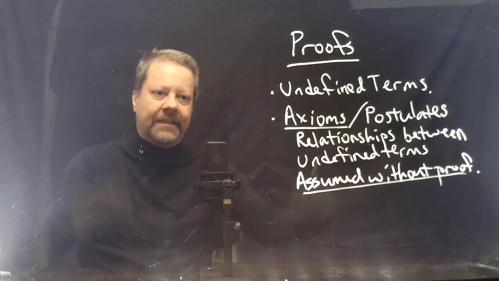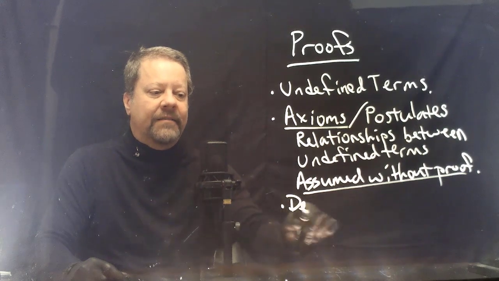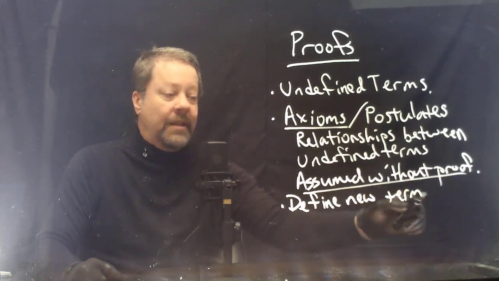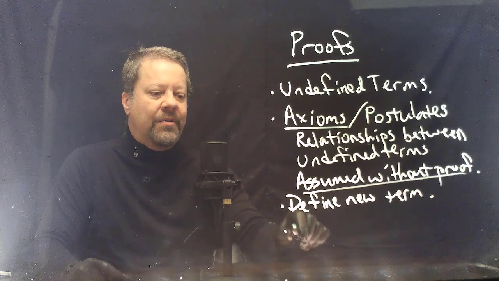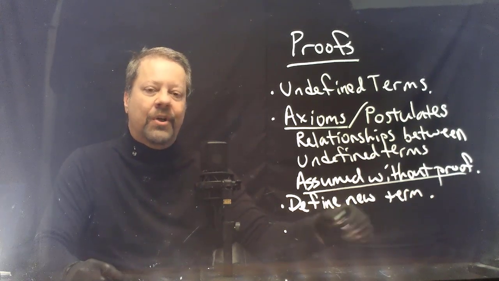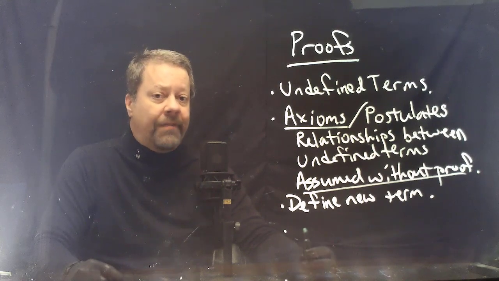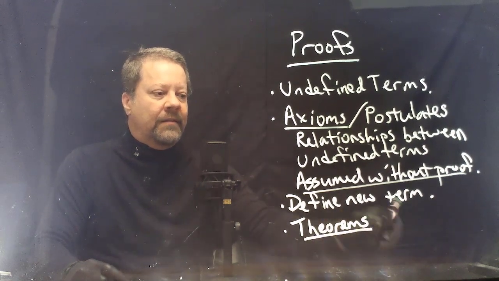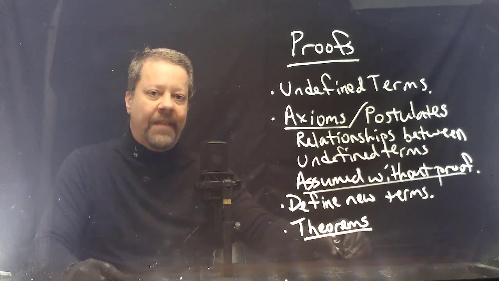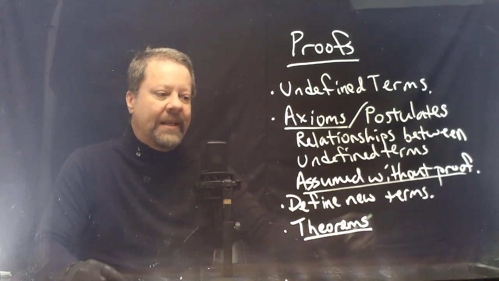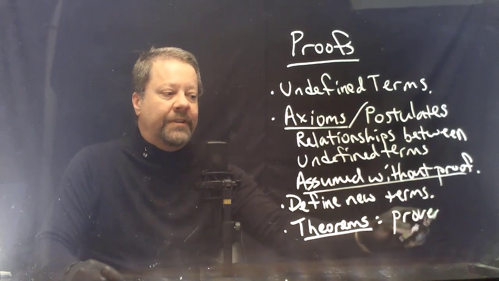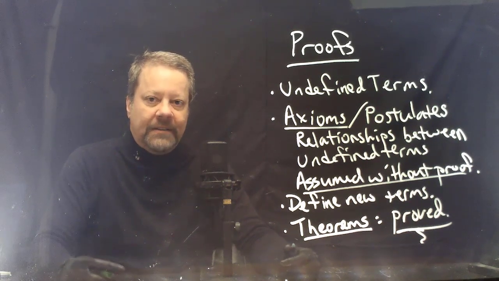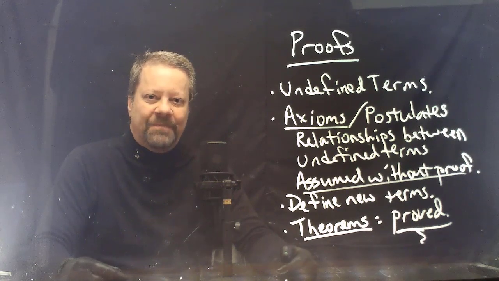To develop the deductive system further, you define new terms in terms of the old, and then you discover new relationships between these new terms and the old terms using what are called theorems. So we define new terms, and then we have theorems. We discover relationships between these, and these are always proved. They must be proven, or else we don't think of them as being a relationship at all until you can actually prove that that relationship holds.